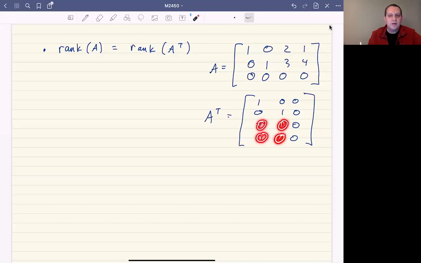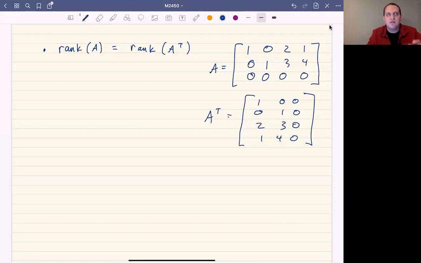But the point is that the number of pivots that you're going to start with are going to stay the same when you take the transpose, because you can use those pivots to get rid of the other values in that column. And so since the number of pivots is going to be unchanged by taking the transpose, that means that the rank of A and the rank of A transpose are equal.